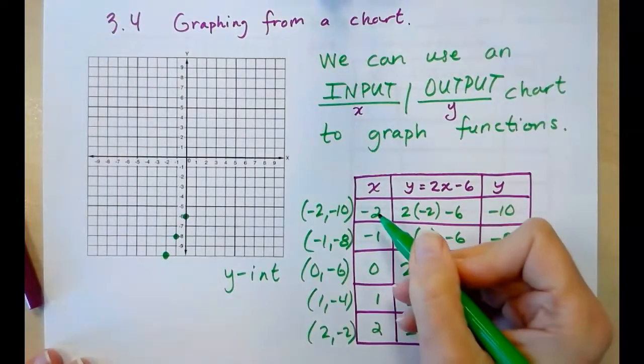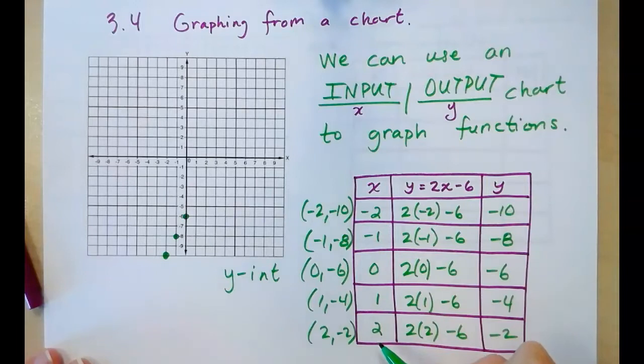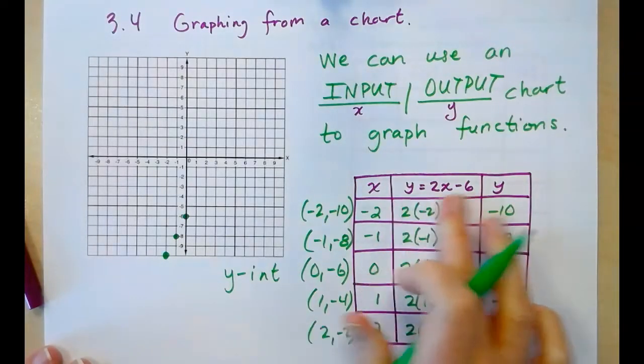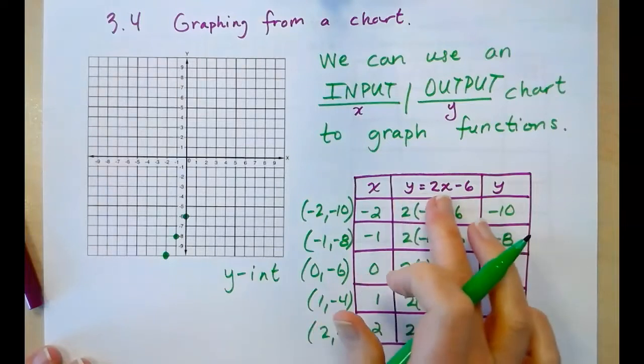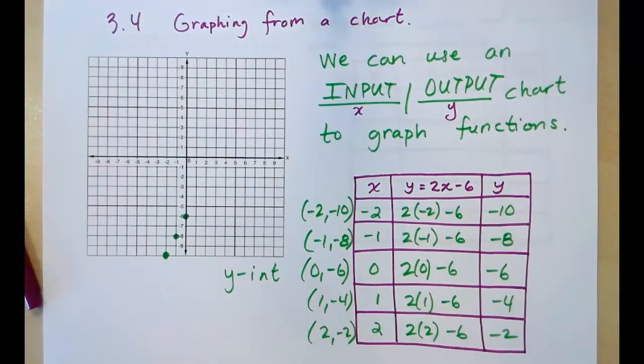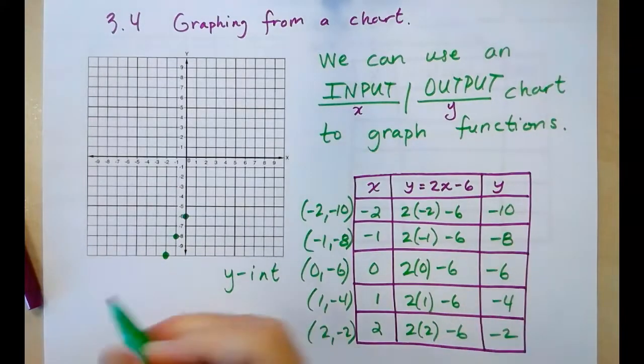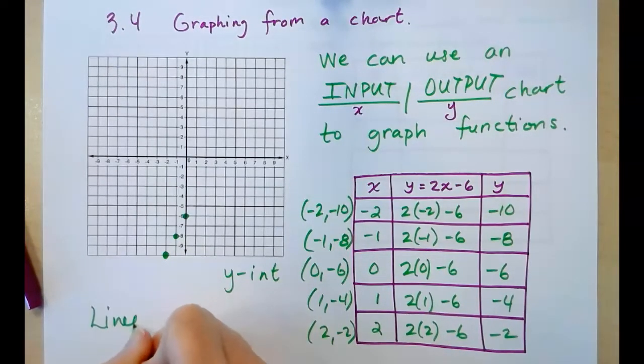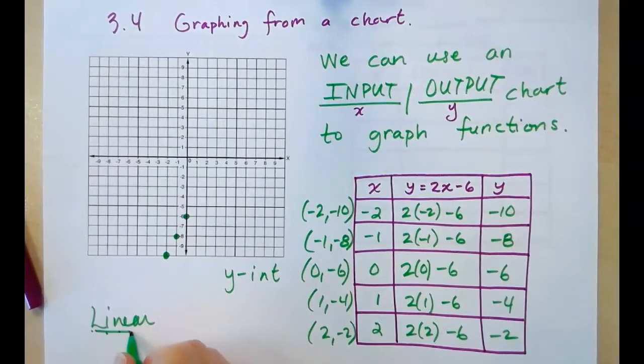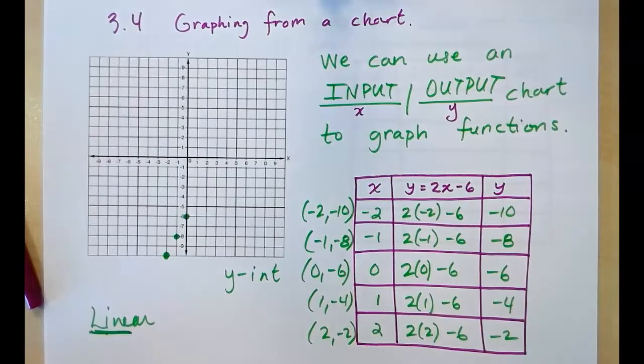So I did give you these input values, but this is going to be a continuous function because if y equals 2x minus 6, we are not limited to what we can plug in for x. So this will actually be a linear function. And notice the spelling of linear. L-I-N-E, line. A linear function makes a line.